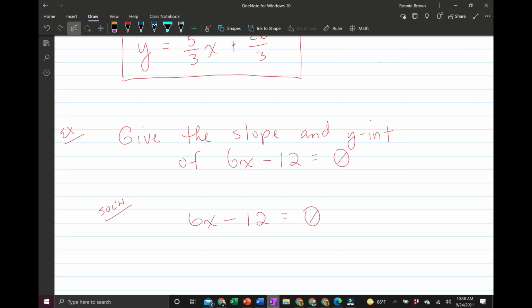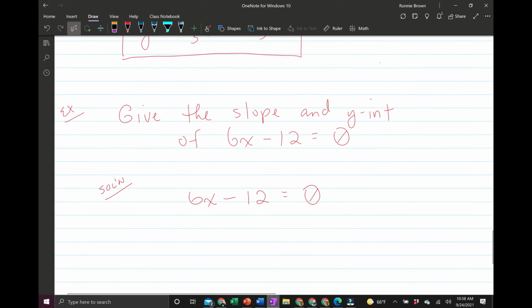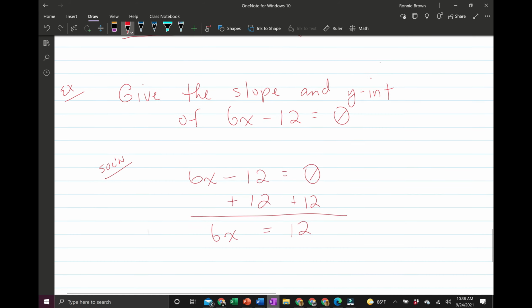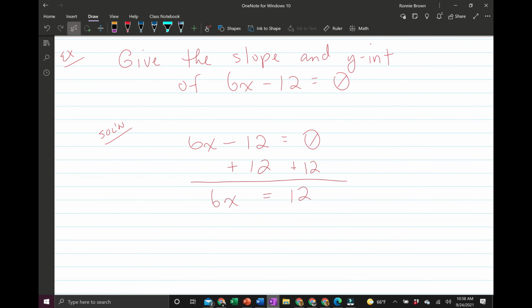Or if we only had a y term and didn't have an x term, then it will likely come out to be y equals some number, which is the equation of a horizontal line. So I'm thinking this will eventually become the equation of a vertical line where x is equal to a number. So what I'm going to do is add 12 to both sides, and I get 6x is equal to 12, and it's doing exactly that, right? So now I divide both sides by 6, and x is equal to 2.